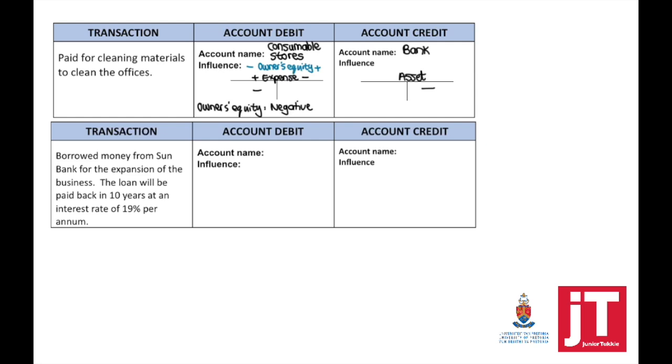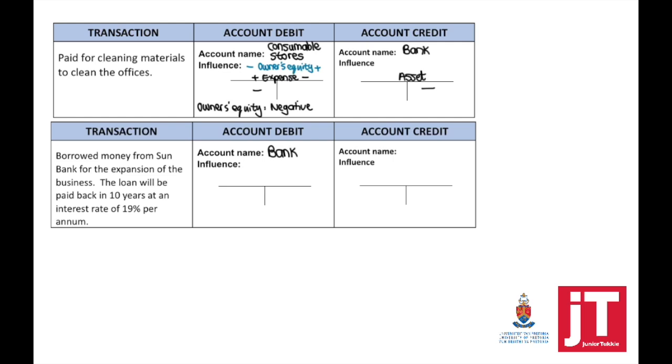Borrowed money from Sunbank for the expansion of the business. The loan will be paid back in 10 years at an interest rate of 19% per annum. So it's saying to us, we have borrowed money. That money will be paid back in 10 years, and the cost of borrowing money is called interest, and we will have to pay back that interest, 19% per annum. So when the business borrows money, that money will be paid into our business current bank account. So the business is going to receive money.